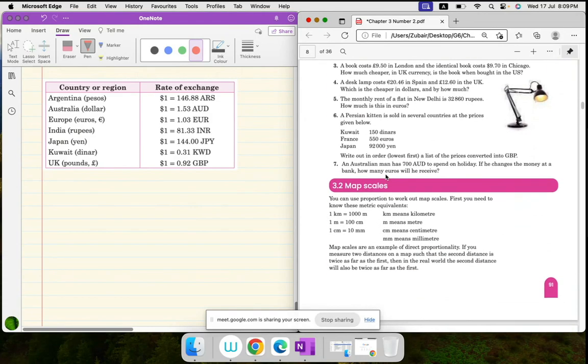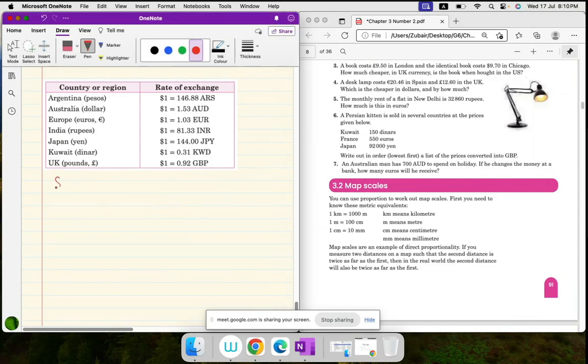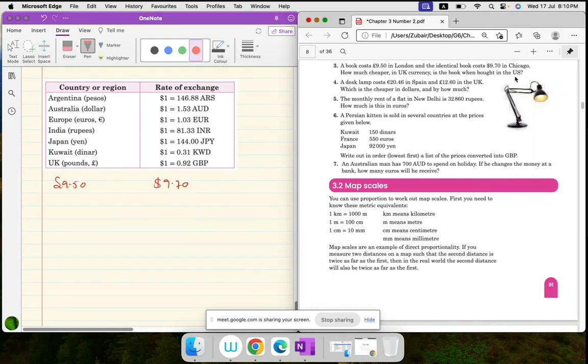A book costs 9.5 pounds in London and the identical book costs 9.7 in Chicago. How much cheaper in UK currency is the book when bought in the US? So we'll just convert them into one of the units. It is costing us 9.5 pounds, that is costing us 9.70. So we have to see in US. I'm converting them into dollars.